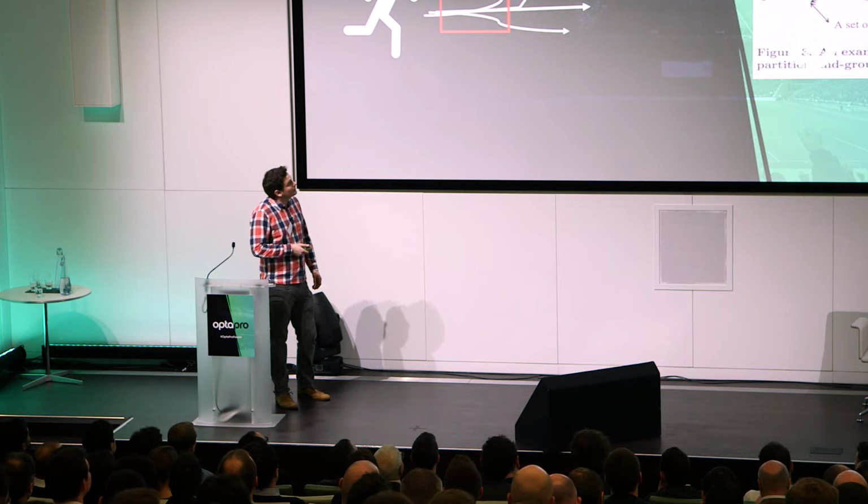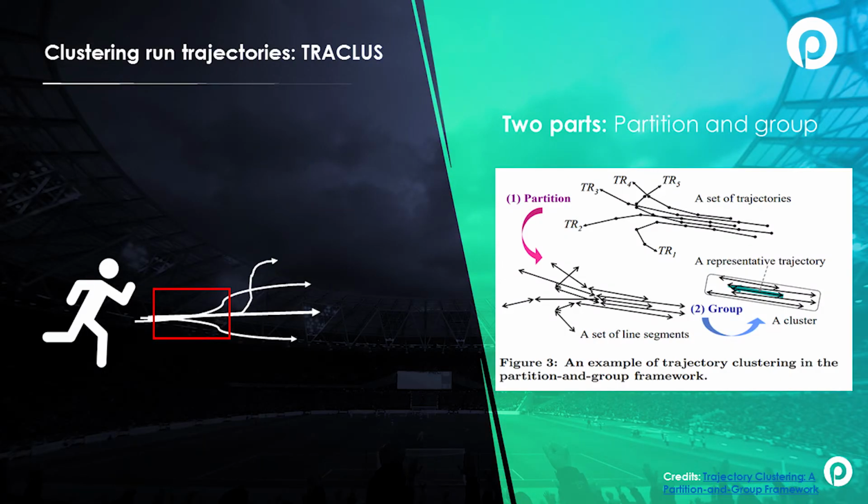I found a method called TRACLUS. What it does is break up a run into different portions, like line segments, and then it tries to group them together so that you end up with similar types of runs. I think it's really important to use this kind of method rather than just a general clustering method, because if I try that, you just end up with massive blobs that come together, and it doesn't tell you anything interesting at all.